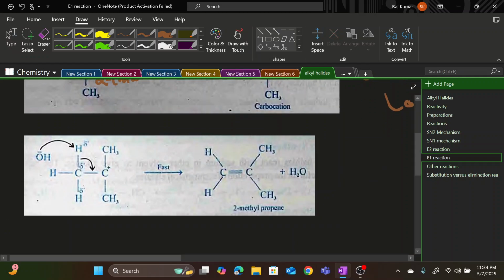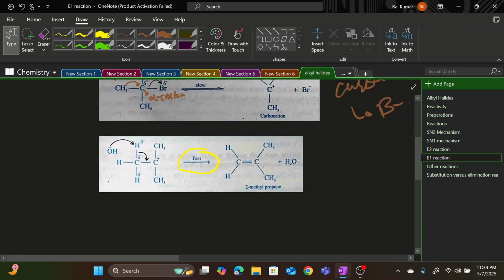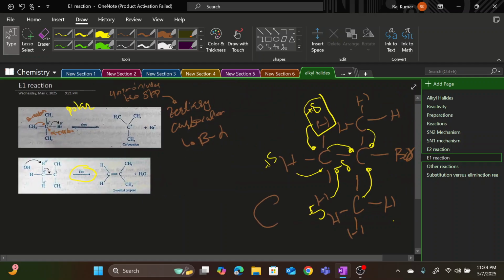It attaches to a beta hydrogen and forms a water molecule, and then in the second step there is formation of an alkene as a result of the reaction. This is about the E1 reaction.